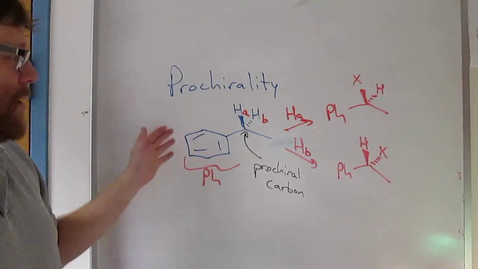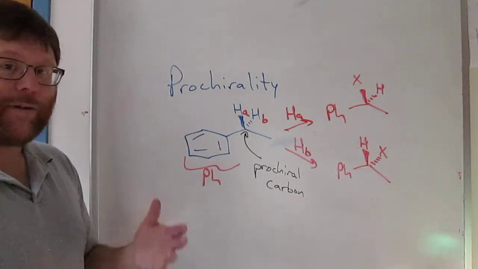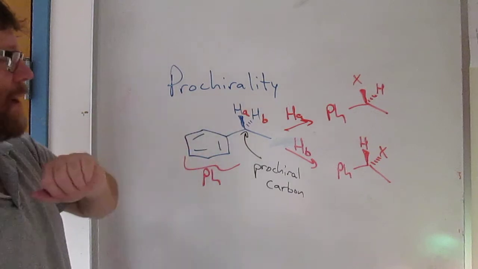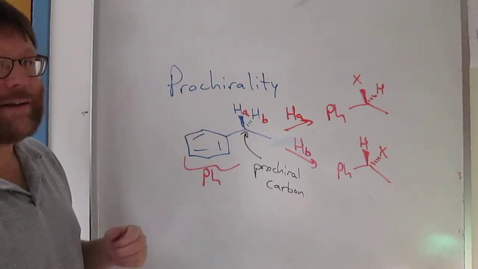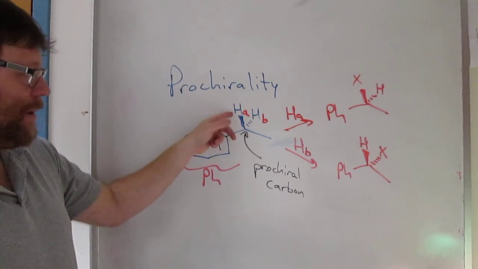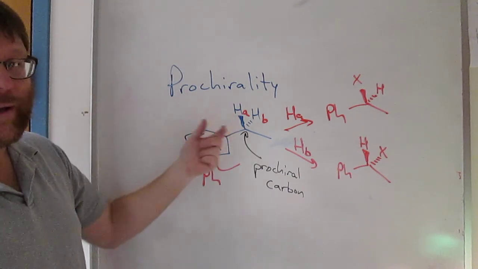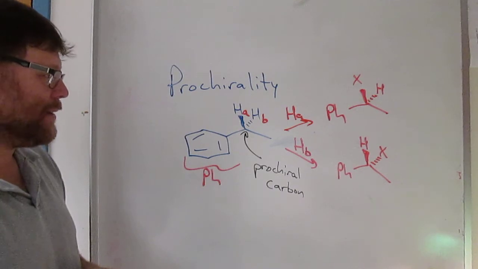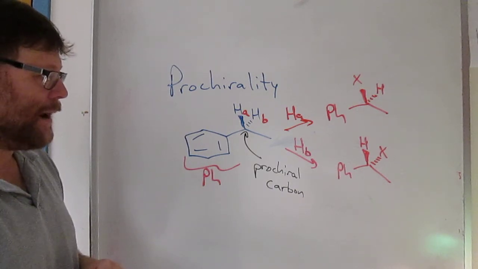But you might imagine, let's say that there's an enzyme made of chiral amino acids that would come in and take one of these H's and replace it with an OH. There is in fact such an enzyme. That enzyme will have preference and be selective to only take HA or only take HB. And so this can get very important when you get to biochemical reaction mechanisms.